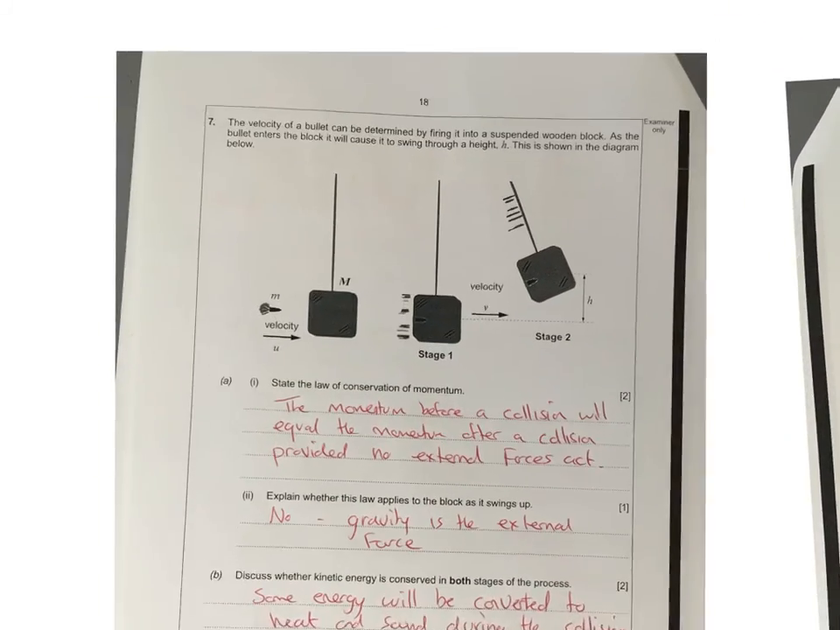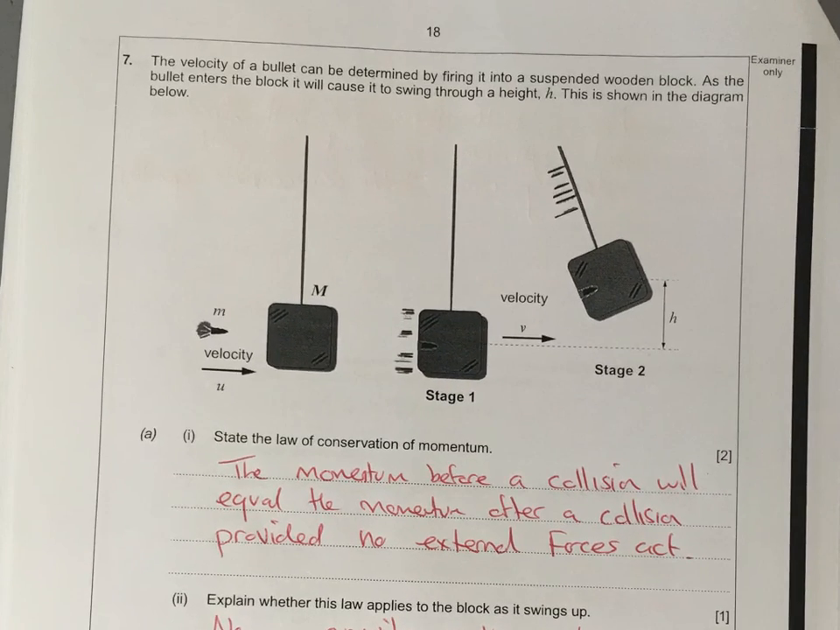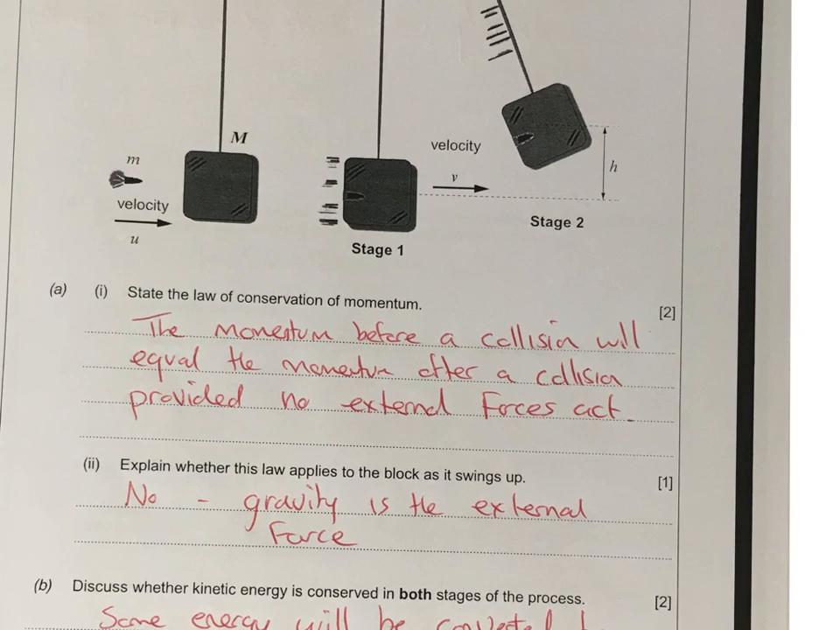Last question then. This last question is momentum. Law of conservation of momentum for 2 marks. Momentum before a collision will equal the momentum after a collision, provided no external forces act. So it's almost like Newton's first law, in a sense that if no external forces act, something's going to remain constant. Well, it's the same for momentum. Momentum is going to equal before and after, so long as we're not putting forces on there.